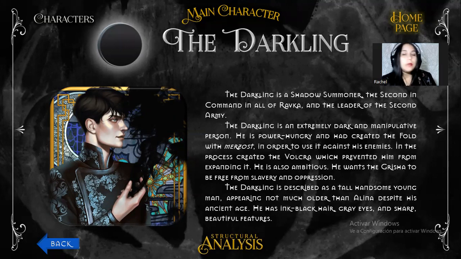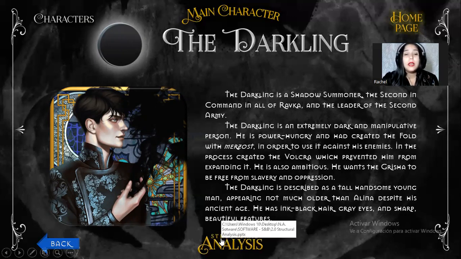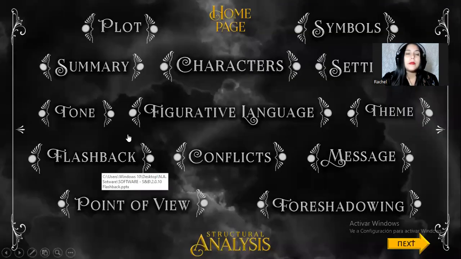He's also very ambitious and he wants the Grisha to be free from slavery and oppression. The Darkling is described in the book as a tall, handsome young man, appearing not much older than Alina, despite his ancient age. And he has ink black hair, gray eyes, and sharp, beautiful features. These are the main three characters of the book.